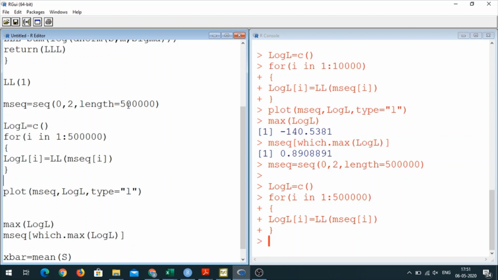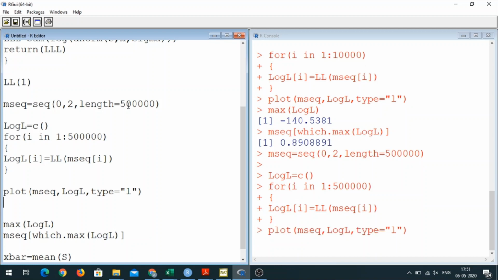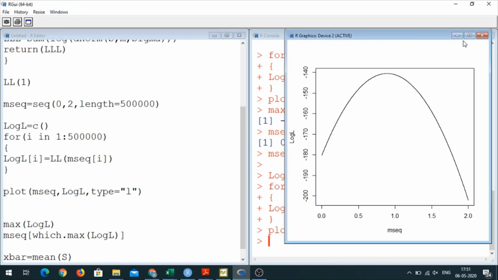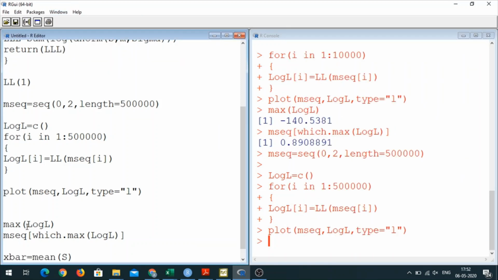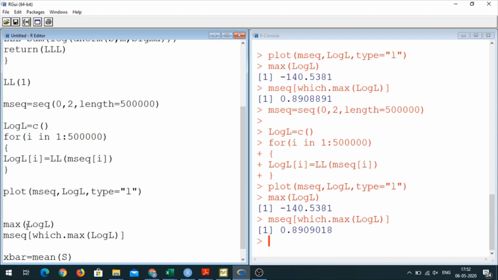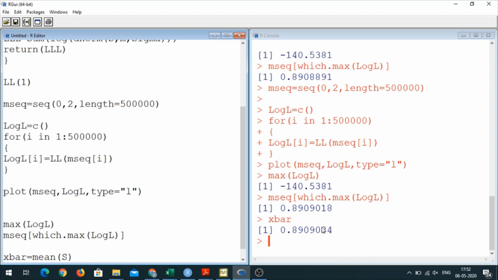Okay, so yeah, the graph I shouldn't have drawn because, fine, anyway the graph is not going to change, so it would have been okay even if I had dropped it. See, now 890918 and my x bar is 89090, so up to 5 decimals now they are matching. Is it okay?